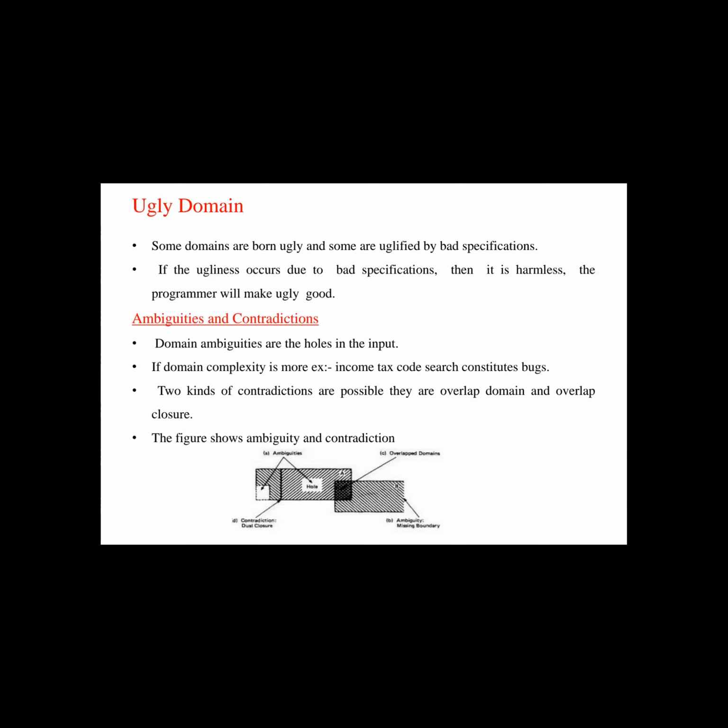So a domain made ugly by specification can be transformed into a good domain. When I was explaining linear boundaries earlier, a non-linear boundary can also be changed into a linear boundary by using a simple transformation. So ugly can be converted into nice when it is the programmer's mistake, the programmer's bad specification; they can change it. Born domains cannot be changed.